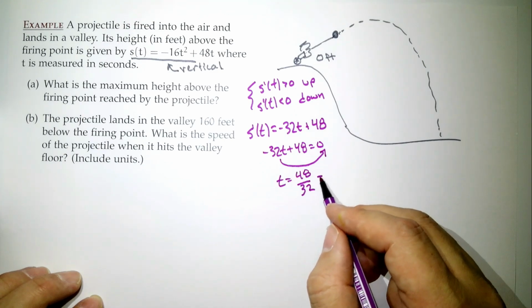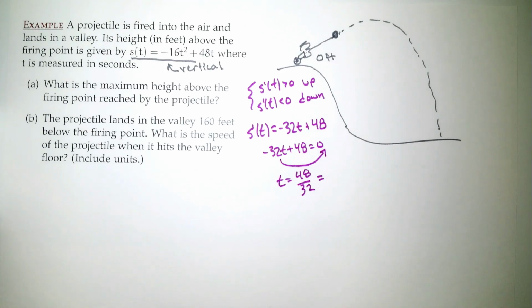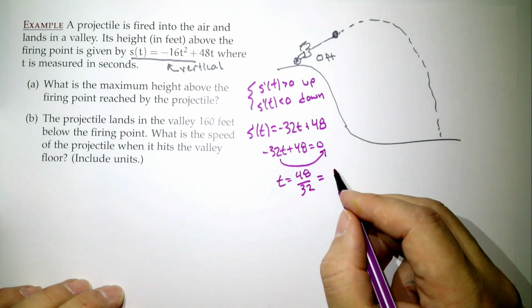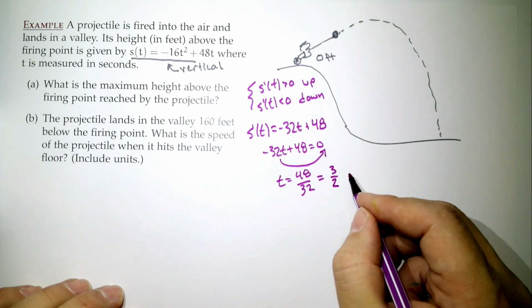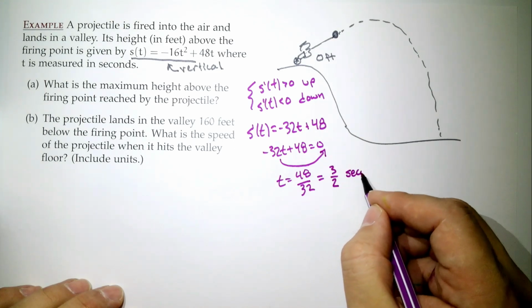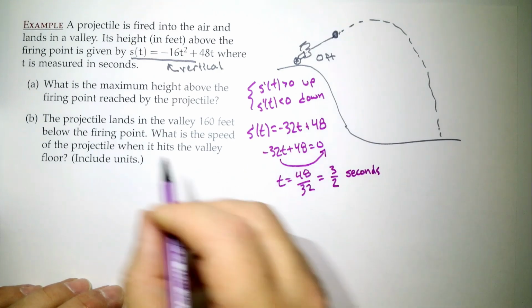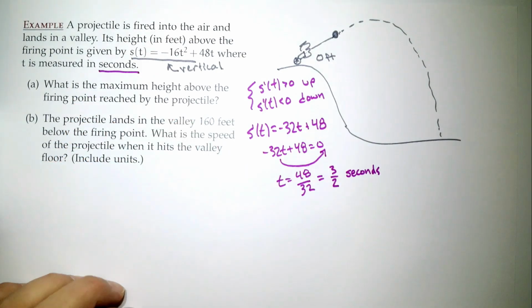But you can write that more simply because these are numbers that involve multiples of 16. So this is the same as 3 over 2. And if we throw in units, we can say seconds. Why seconds? Because it says seconds. All right, so that's the time. Now, is that the answer for part A?